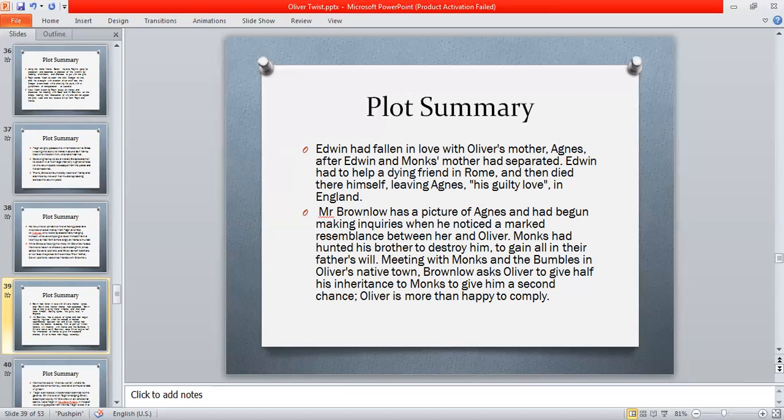Mr. Brownlow has a picture of Agnes and had begun making inquiries when he noticed a marked resemblance between her and Oliver. Monks had hunted his brother to destroy him, to gain all in their father's will. Meeting with Monks and the Bumbles in Oliver's native town, Brownlow asks Oliver to give half his inheritance to Monks, to give him a second chance. Oliver is more than happy to comply.